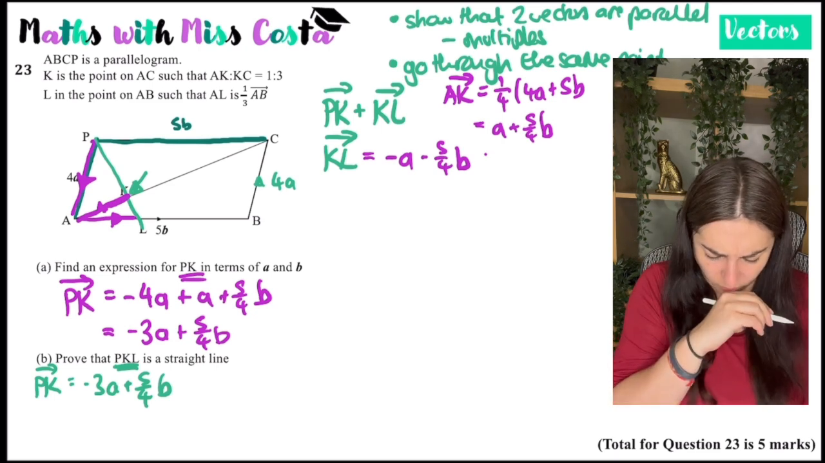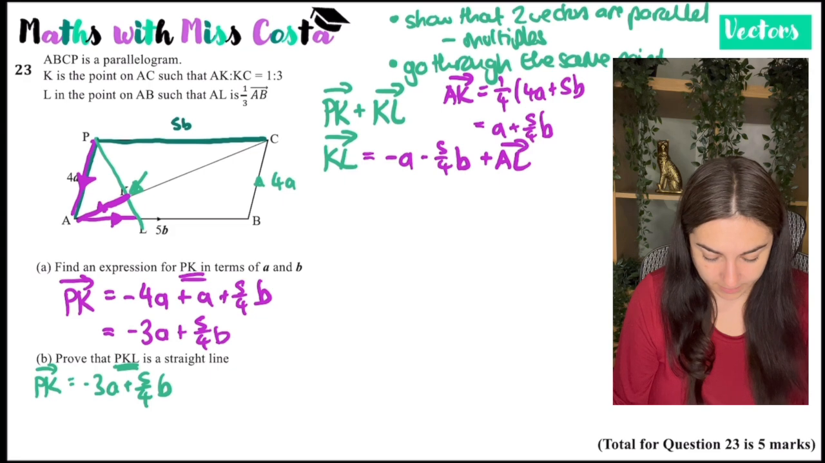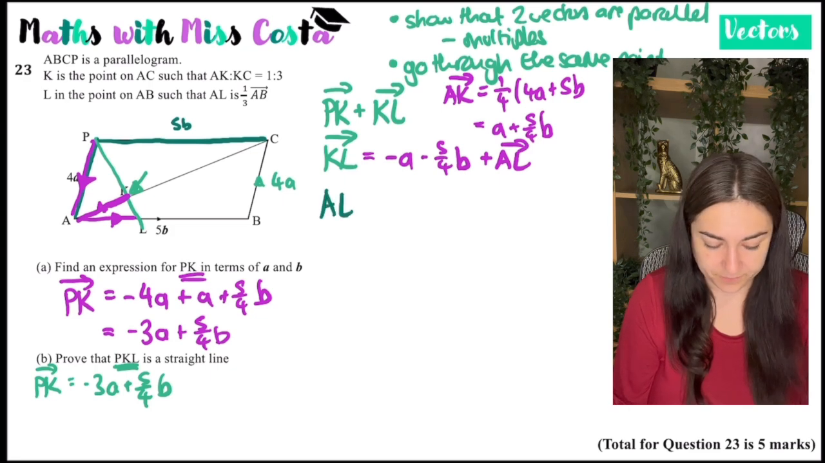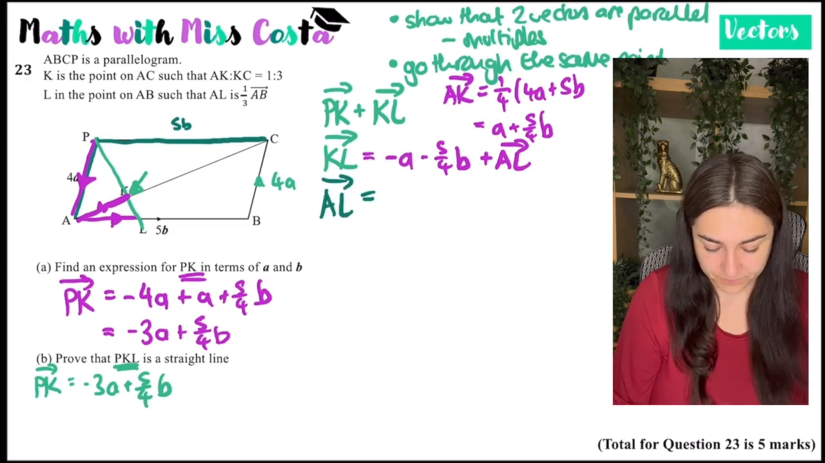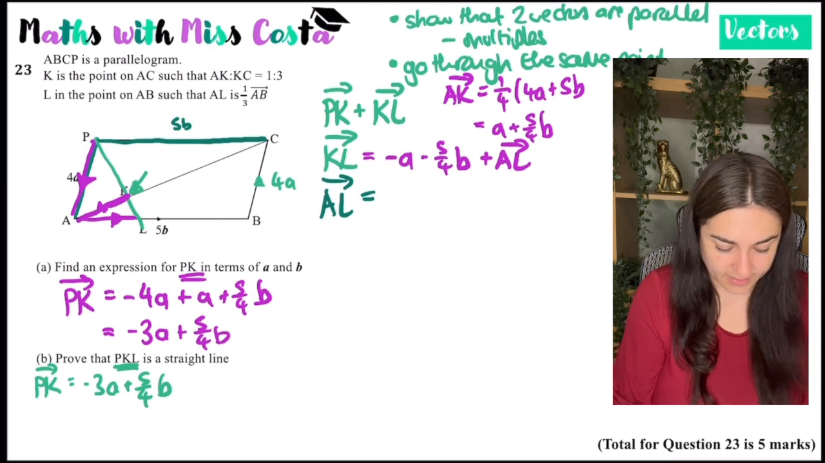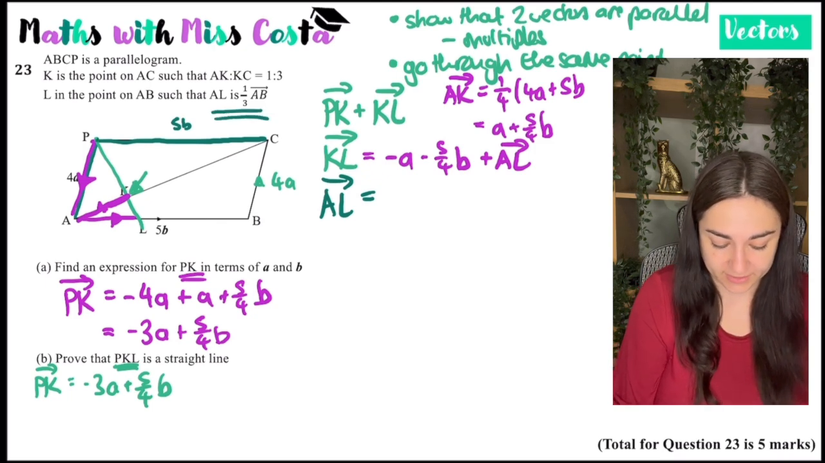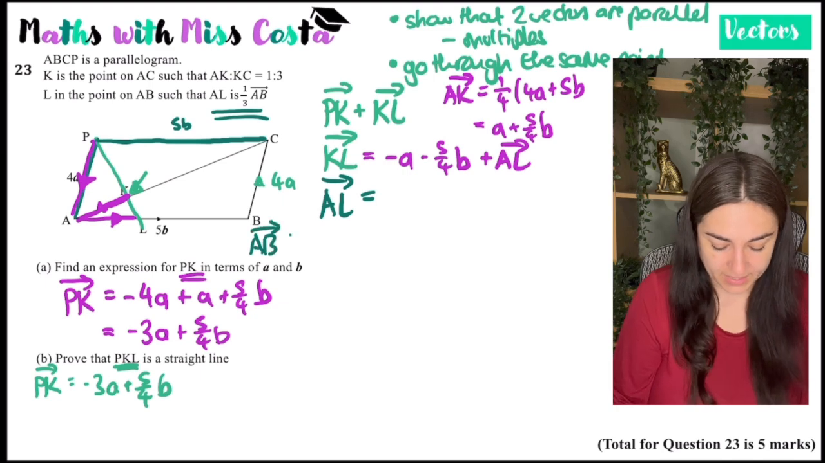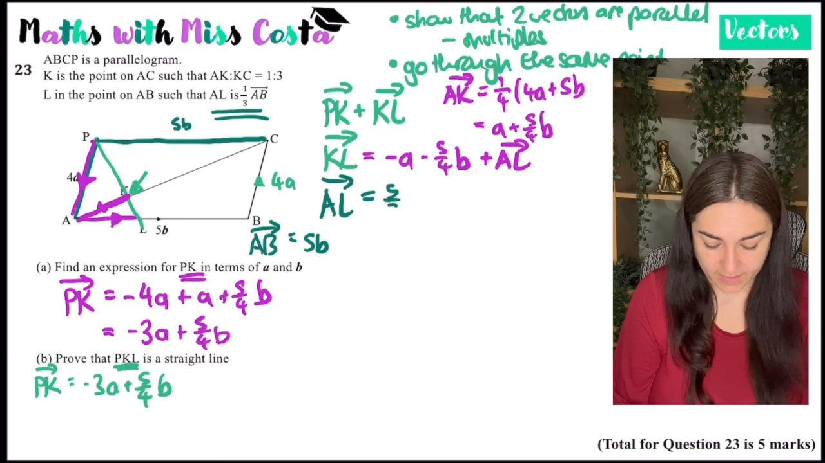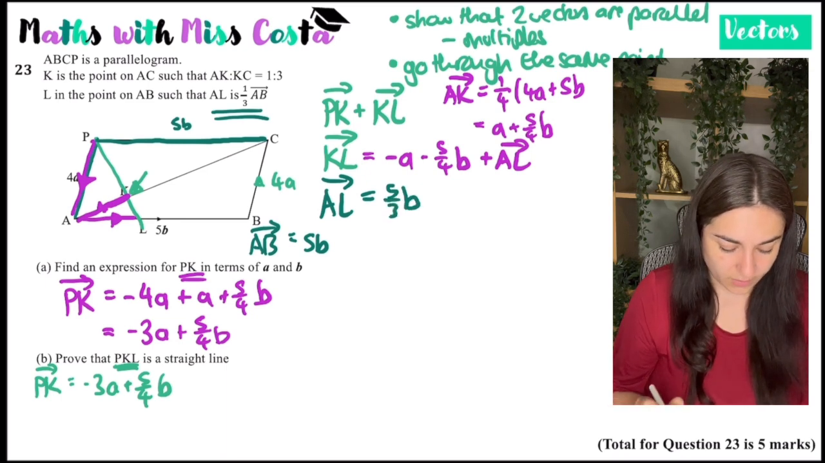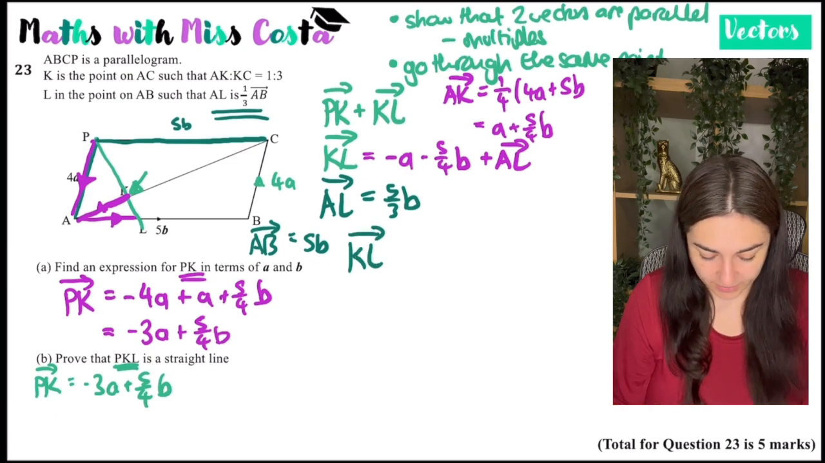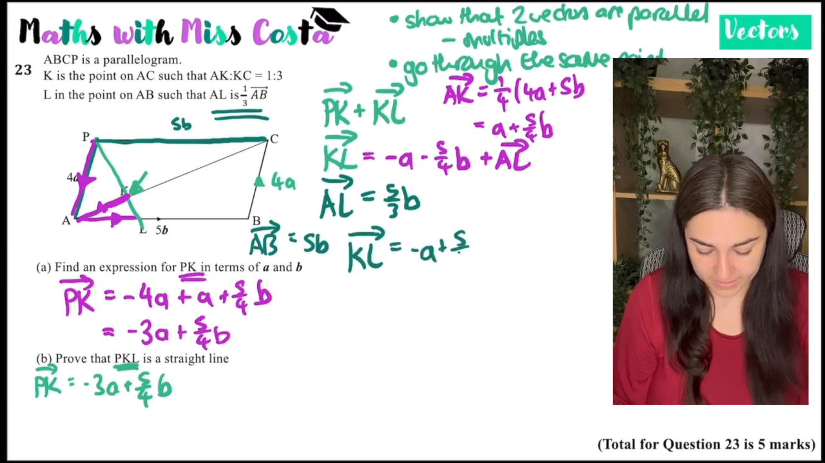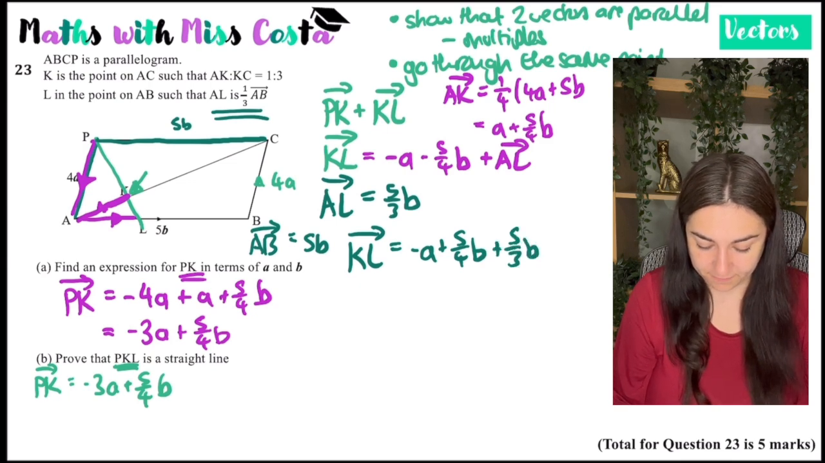And then plus whatever AL is. So what is AL? Well, I know that L is on the point AB such that AL is a third of AB. And if AB is 5B, then AL is going to be 5 over 3B. So that's quite a nice one actually. So KL is going to be minus A minus 5 over 4B plus 5 over 3B.